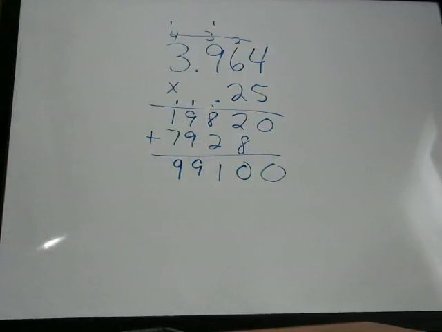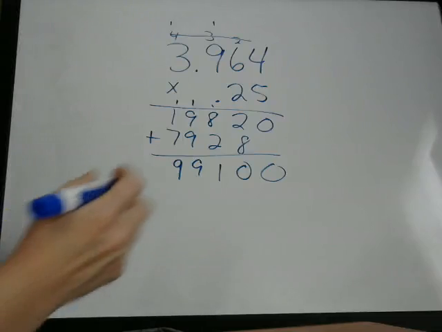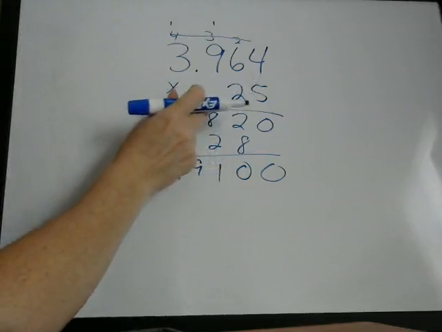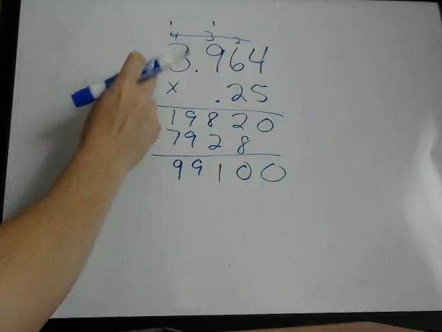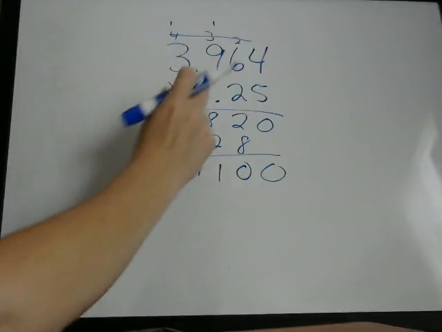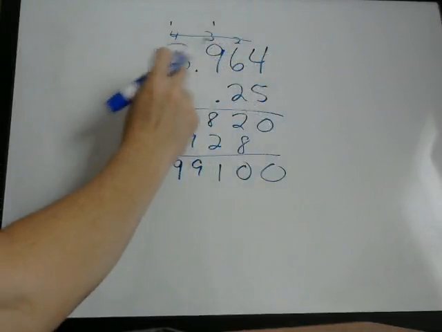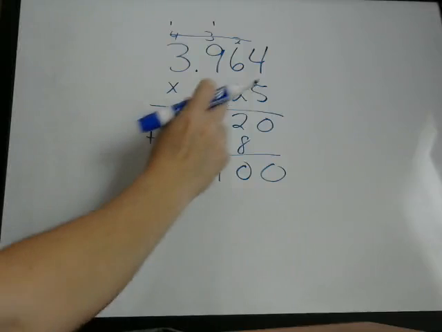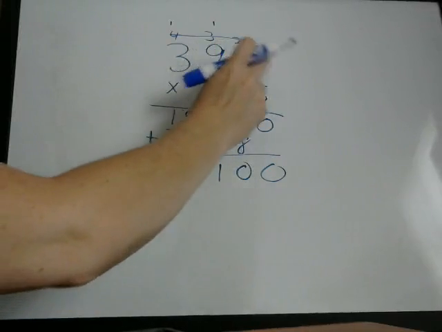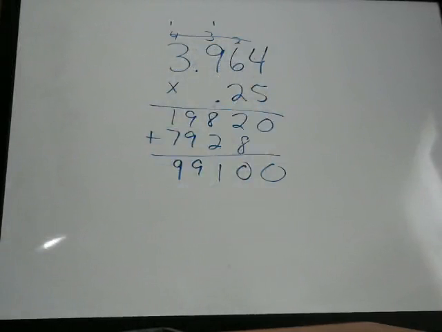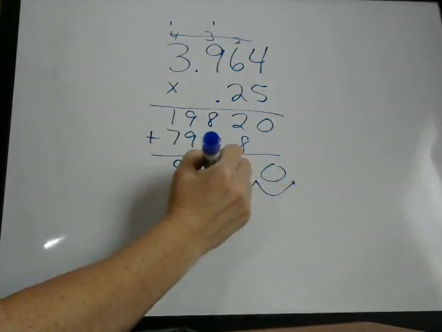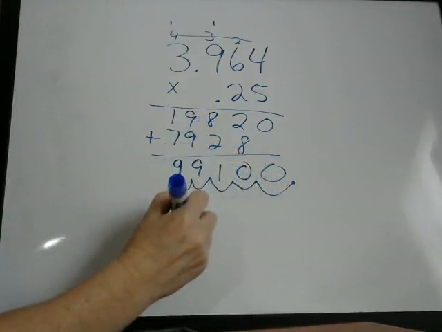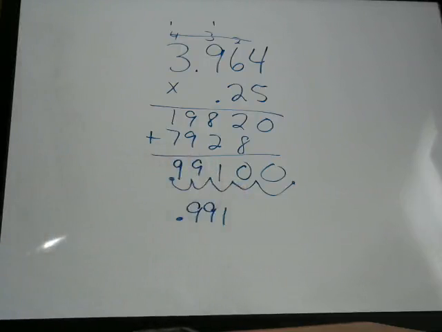Now where we decide to put the decimal in the final answer depends on how many numbers were behind the decimal in our original two numbers that we're multiplying. So we were multiplying 3.964 times 0.25. There's 1, 2, 3 numbers behind the decimal in this number, and there's 2 in that one. So 1, 2, 3, 4, 5. So we're going to move the decimal point in our answer 5 places to the left. So if we think of it being over here, 1, 2, 3, 4, 5. So our answer is going to be 0.991.